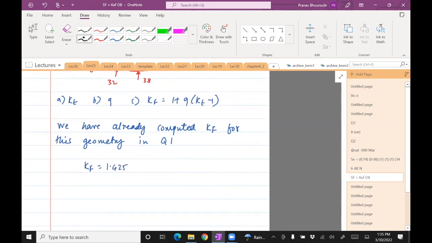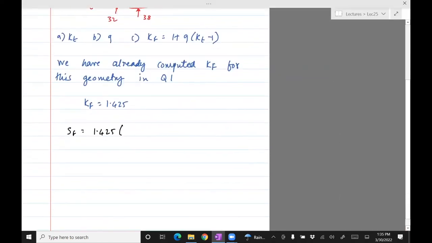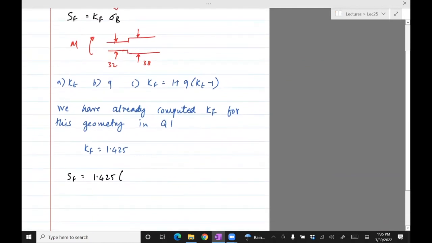Okay, so we've got that, and so now we can compute SF is 1.425 times sigma b, which is 216. So that comes out to be 307.8. 308.